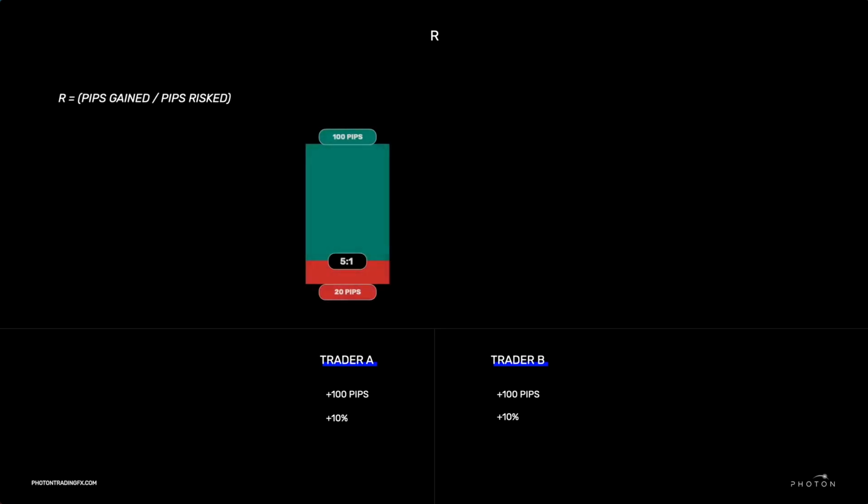If you have 2 traders, trader A and trader B, let's say they both return a 100 pip profit, and let's say this equates to a 10% profit on their accounts. At this point, we don't really know anything about what risk was used to generate those returns. And this is where R comes in. So let's look at each trade that they took. Trader A risked 20 pips to make 100 pips, so they have a 5 to 1 reward to risk ratio. And that's all R really is. It's a plus 5R return. It's your reward to risk ratio, but just stated as a single digit.